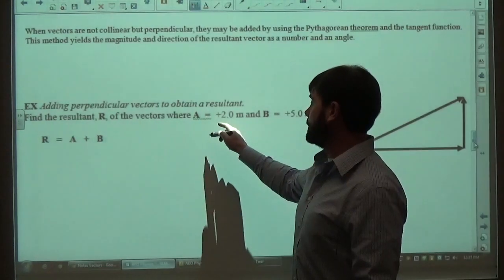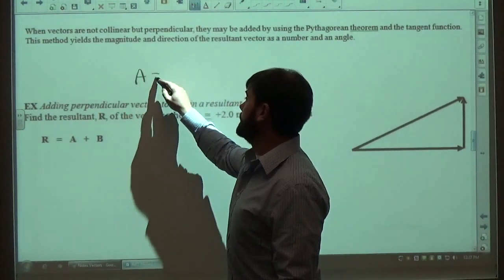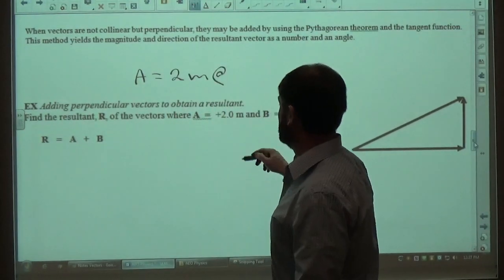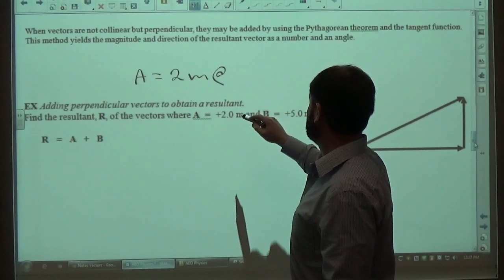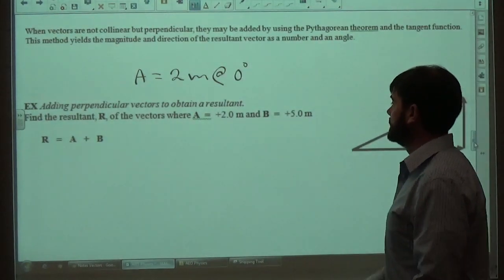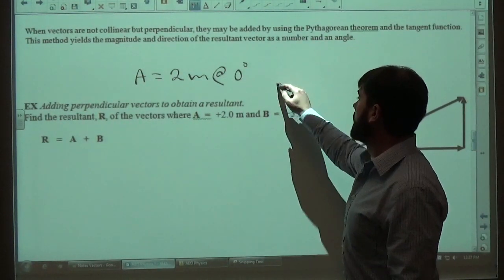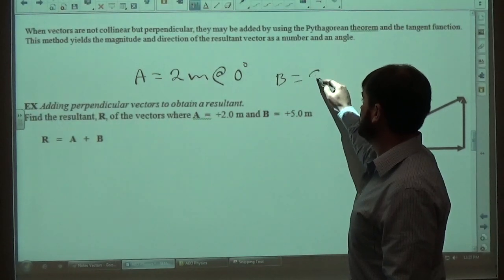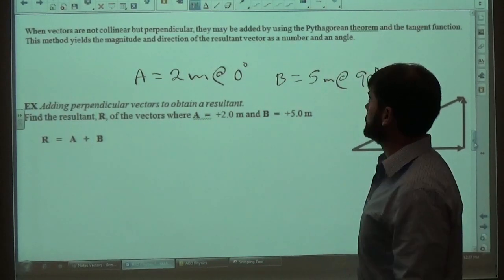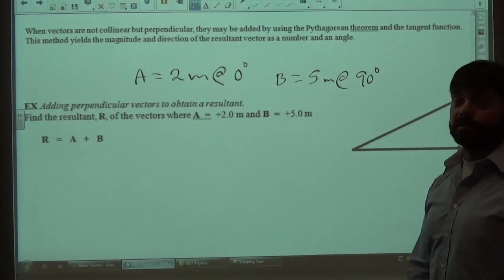Vector A is going to be pointed in the horizontal direction, so we can say that vector A is equal to 2 meters, and I'm going to just give it a direction of, let's just say, 0 degrees. So this one's going to be pointed straight north. And I'm going to say that vector B is equal to 5 meters, and I'm going to say it's at 90 degrees. So one's pointed straight up and one's pointed straight east, so north and east.